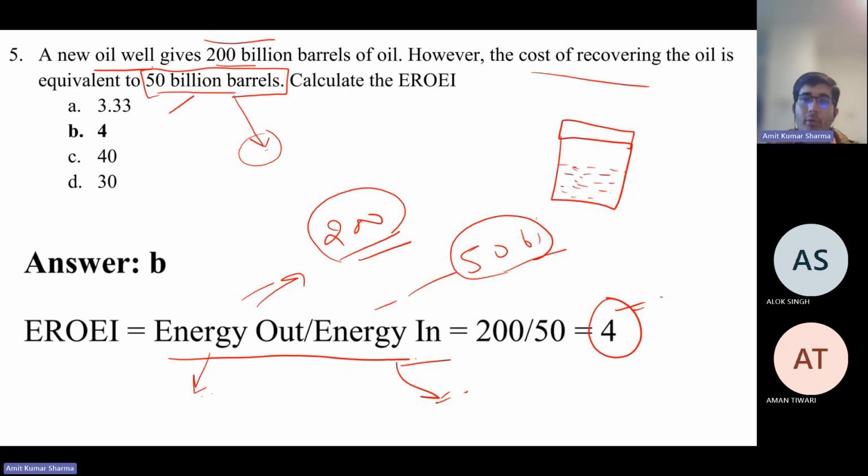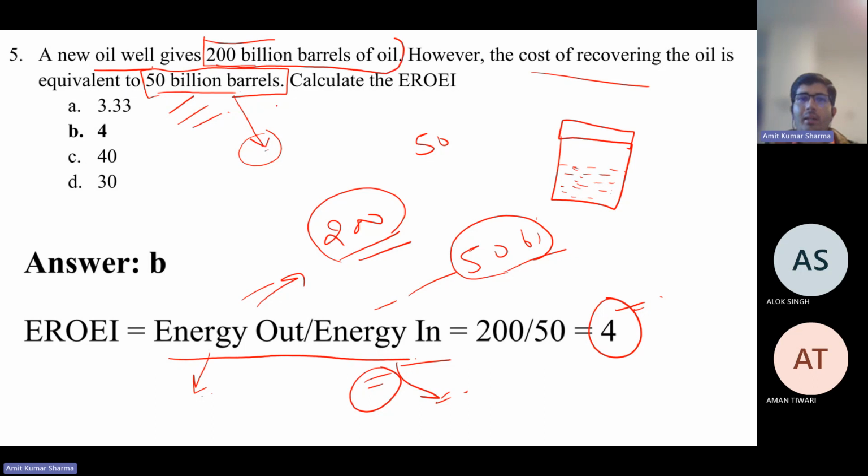But you need to extract the oil. For extraction of oil, you need some kind of machinery. To purify the oil into petrol and diesel, you need refineries. In refineries, you will use some energy, some process. That is the meaning of energy invested. So you have to invest 50 billion barrels of oil equivalent, and then you will get in return 200 billion barrels of oil.